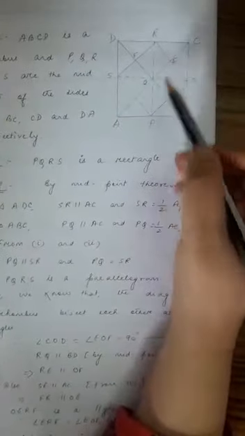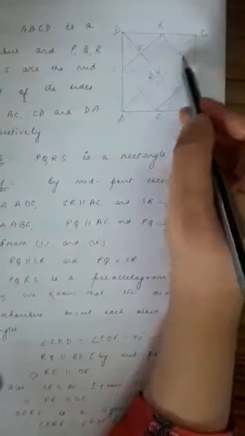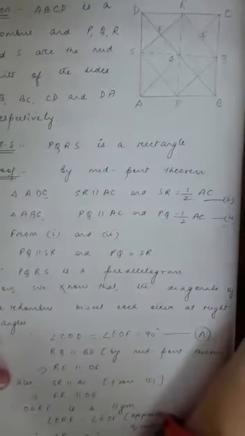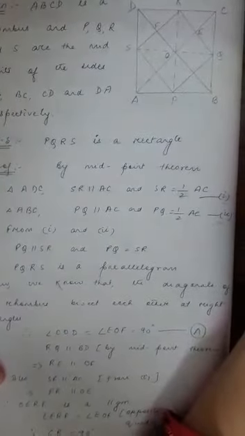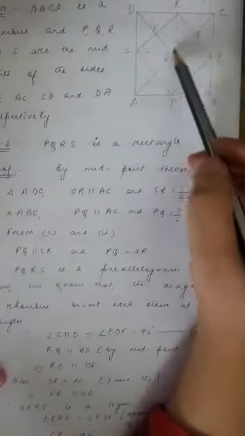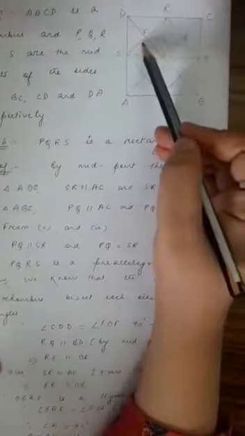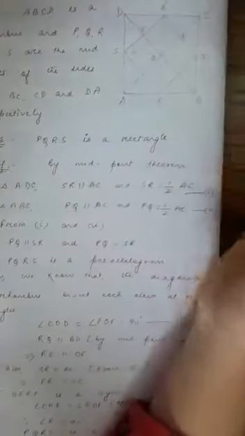Also, SR is parallel to AC from equation 1. So, FR is parallel to OE. Therefore, we can say that OERF is a parallelogram. Now, since this is a parallelogram, the opposite angles will be equal. So, here angle ERF will be equal to angle EOF.